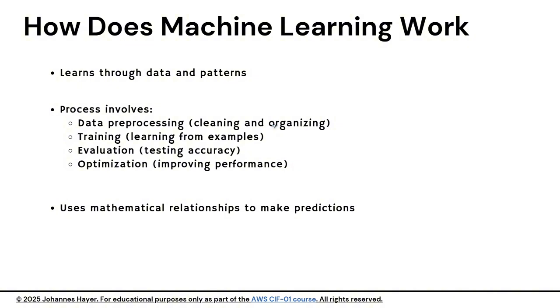Then you show them lots of different fruits. This is the training part, so learning from examples. Then we have the evaluation part, which is testing the accuracy. And finally, we have the optimization part to help them improve their understanding. The machine learning system follows a similar process, but instead of using human intuition, it uses mathematical relationships to understand patterns and make predictions.